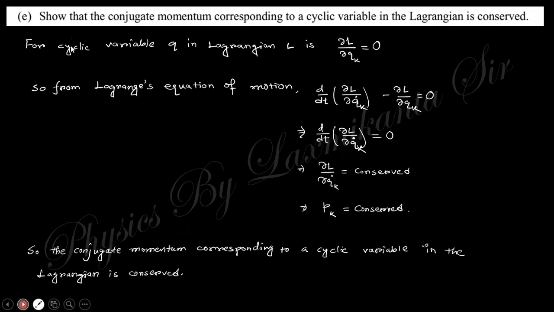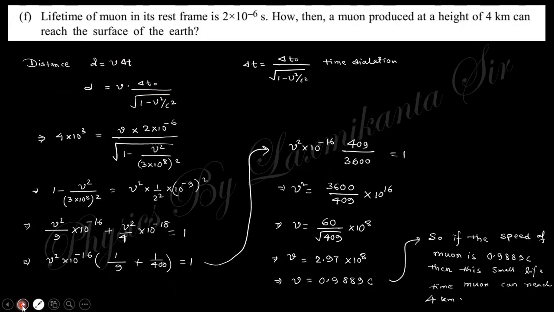Next question: show that the conjugate momentum corresponding to a cyclic variable in the Lagrangian is conserved. So for a cyclic variable qk, the Lagrangian is independent of it, that is del L del qk is 0. So from the Lagrangian equation we can write this one, and this is 0, so this will be a constant. This is nothing but the conjugate momentum pk. So in case of a cyclic coordinate, the conjugate momentum is always constant.